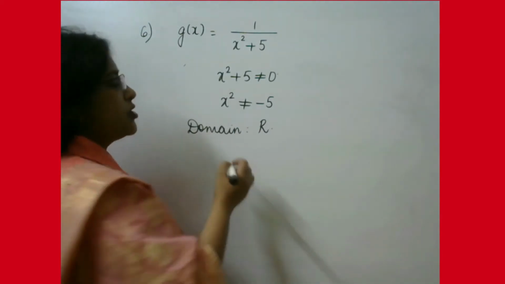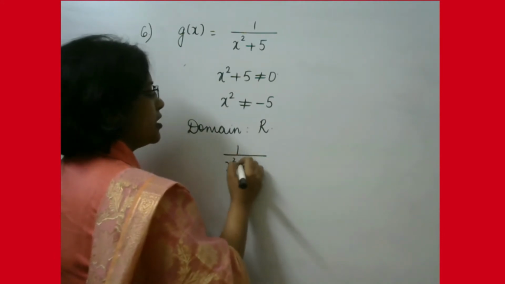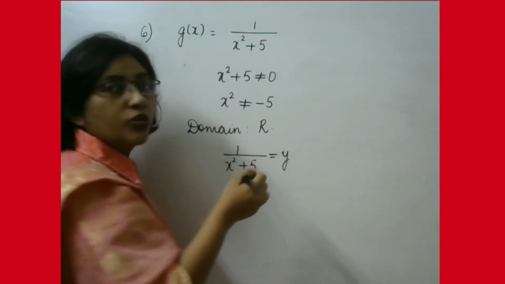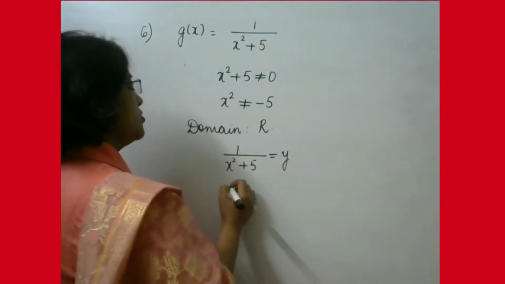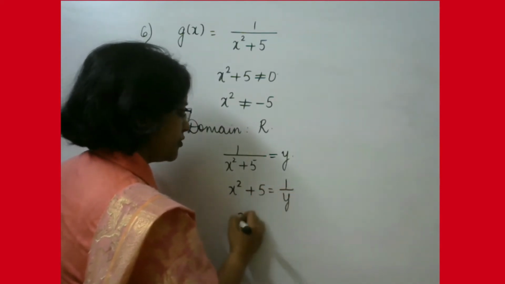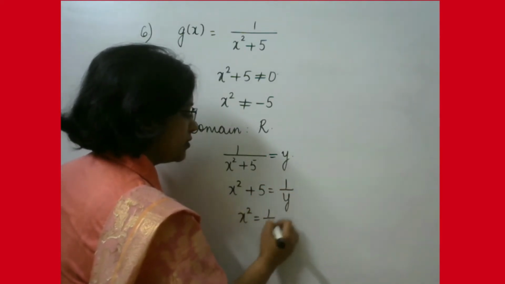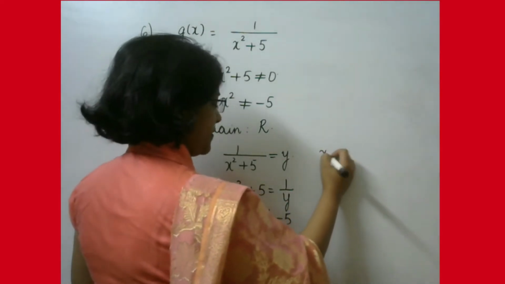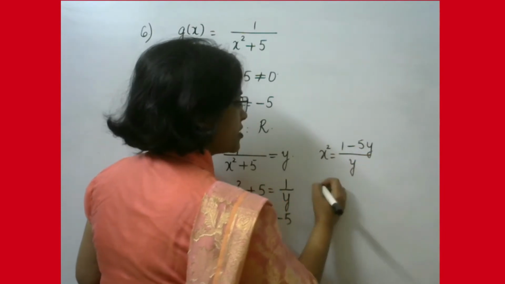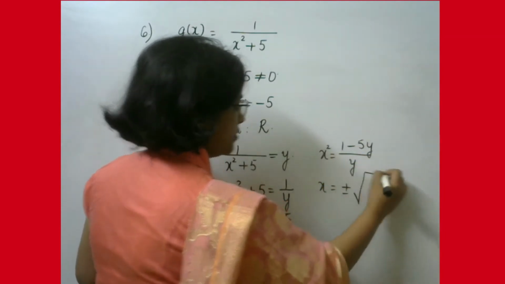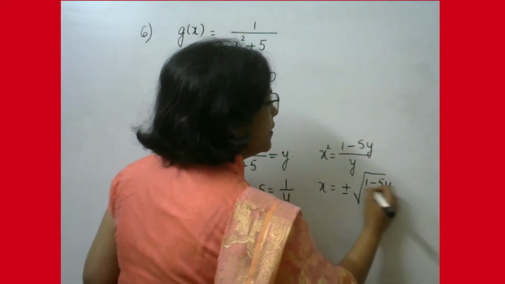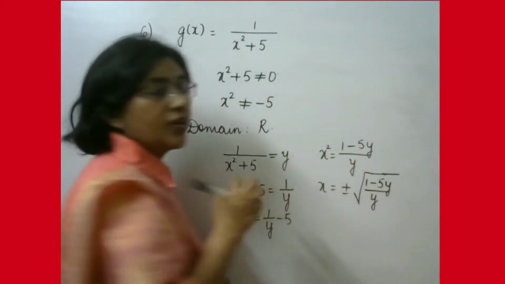Now going to the range, let's equate g(x), that is 1 upon x square plus 5, to y, and we are looking for finding x. So let's find x, taking reciprocal, put 5 on the other side, and what is x? Okay, let's take x square first, and now write x, 1 minus 5y over y, and now the square root. Now we have two values.